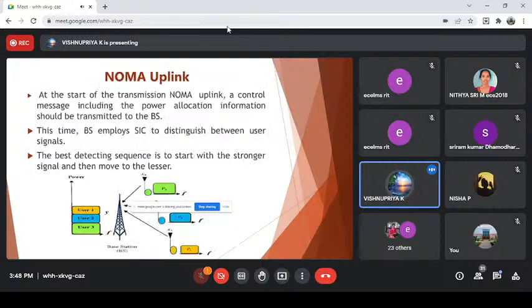NOMA uplink: a control message containing power allocation information should be transmitted to the base station at the start of the transmission. In NOMA uplink, the base station uses SIC to differentiate between user signals. The best detecting sequence is to begin with the strongest signal and move on to the weakest.